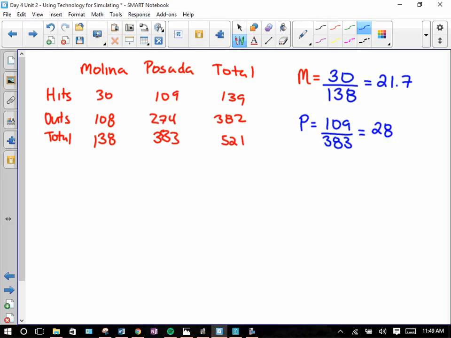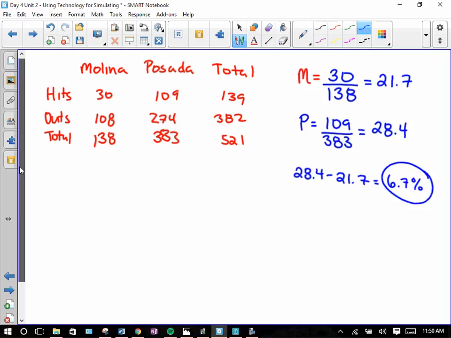28.4. Okay, and then what I'm going to do is take Posada minus Molina, so it's going to be 28.4 minus 21.7. So what's that going to be? 6.7%. So Jason, that would be your test statistic.